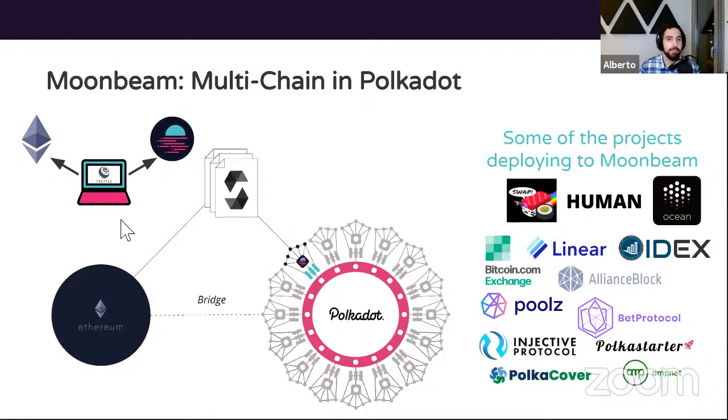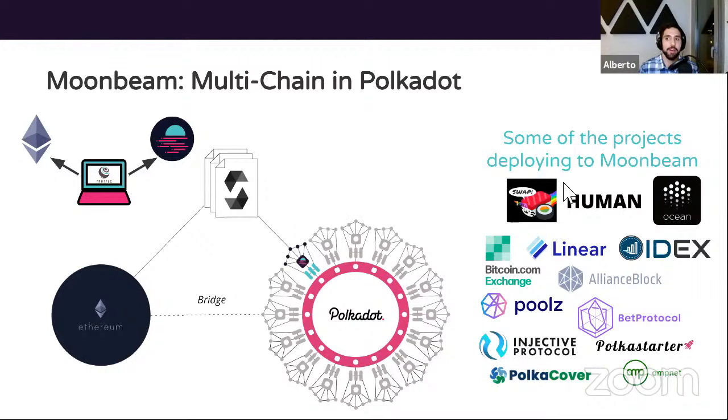And as an example, if we are using Truffle, by just changing a few words in the Truffle config file, you can add the Moonbase Alpha testnet, and instead of deploying your contracts to Ethereum, you can just deploy them to the testnet, and it's just that simple, right?